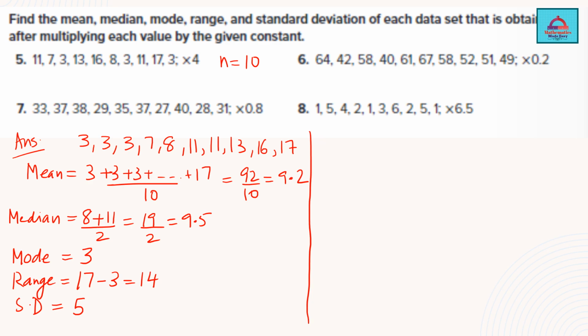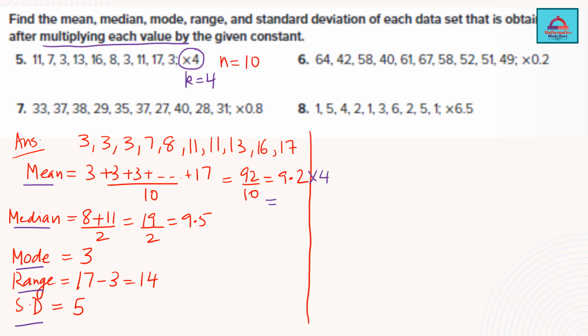But you have to find for the set which is multiplied by the value of k. What is the value of k here? K is 4. That means you are going to multiply mean, median, mode, range and standard deviation, all of them with 4. So you will get the answer then. So I multiply with 4.